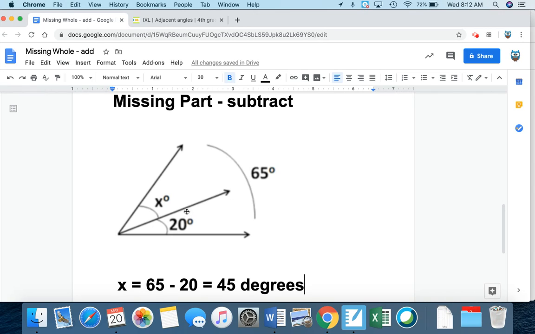And you can check your work by doing 45 plus 20, and that will equal the whole, which is 65 degrees.